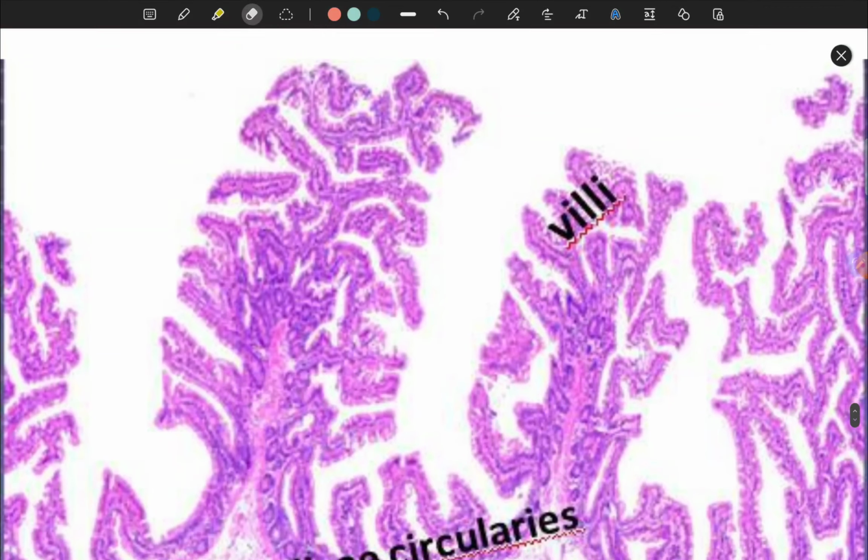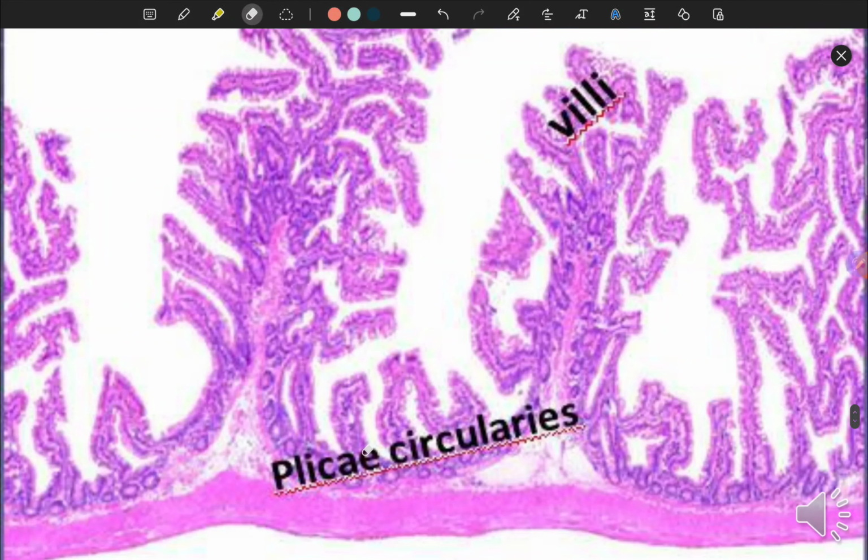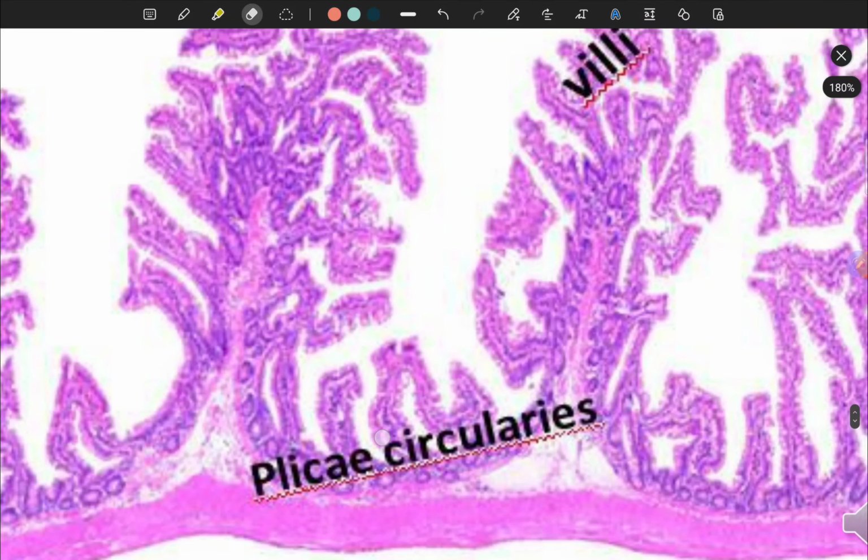Here in this slide, you can see these structures, these folds. These are called plica circularis. They are spiral, permanent folds found in the wall of the small intestine, composed of mucosa and submucosa. While the villi are finger-like projections, formed from the folding of the mucosal epithelium itself, not the submucosa.